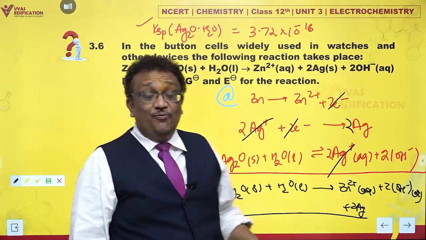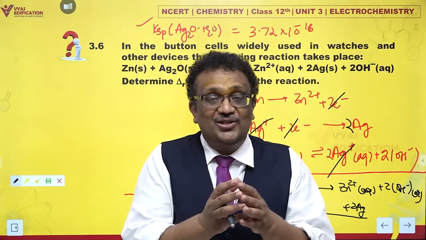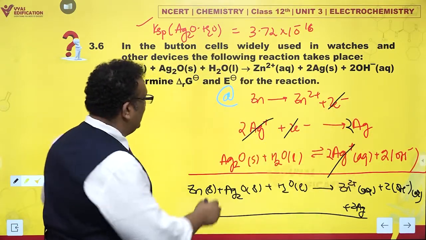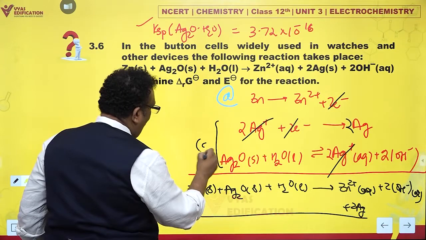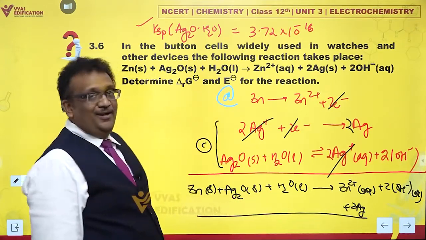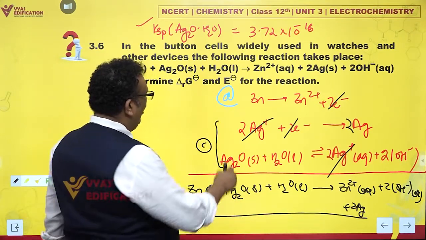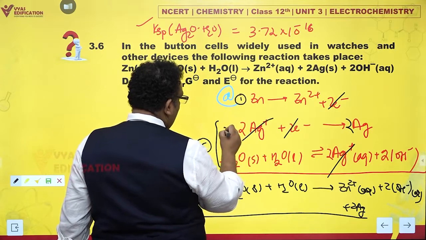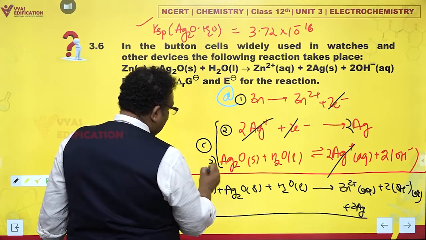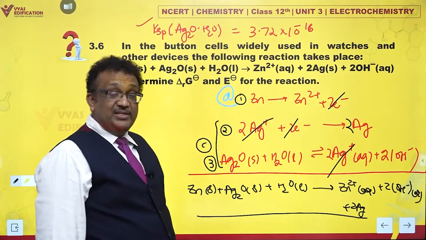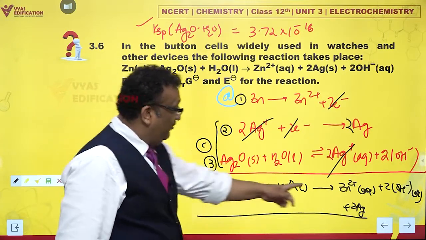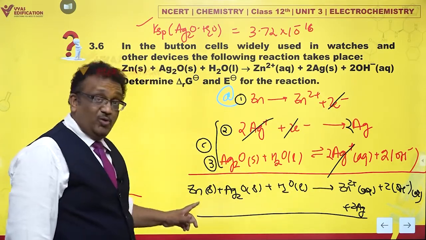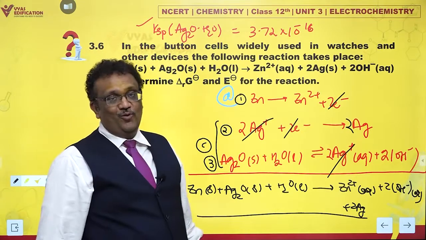Oh wow, so we have broken down the cell reaction into 3 components. Yes, these 2 reactions occur at cathode and this actually occurs at anode. Let me call this reaction 1, this reaction 2, and this as reaction number 3. Why is it? It is simply because I have to find out delta G naught for the overall reaction and E naught cell for the overall reaction.